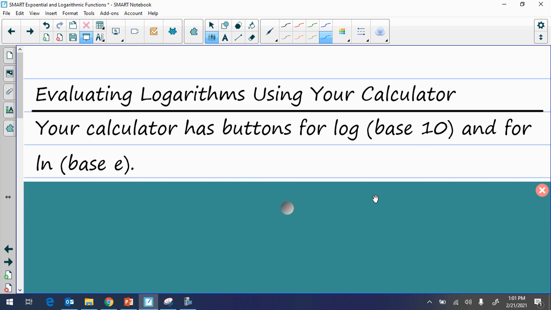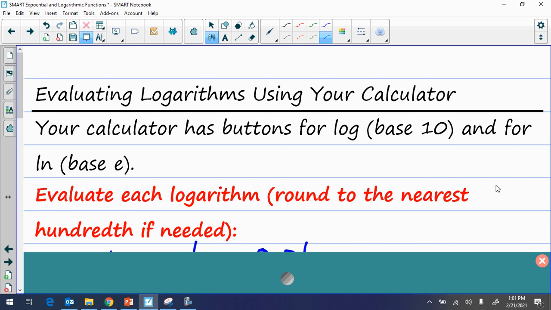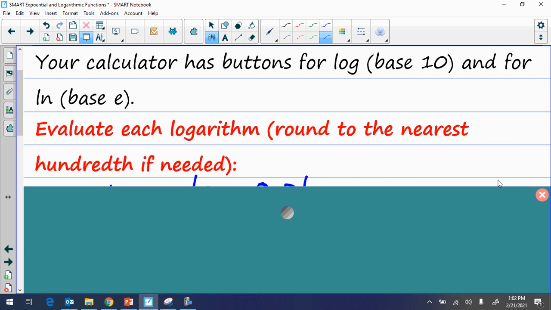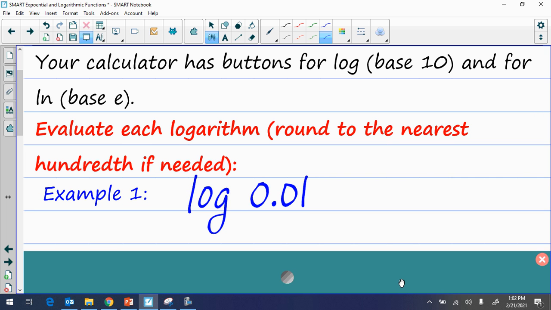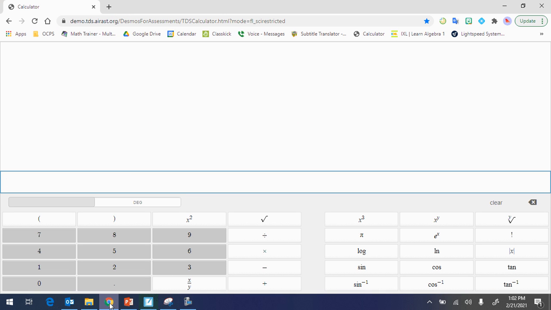Remember, log base 10, we can just do LOG. And for the natural log, which is log base e, those are the only two buttons that most calculators have. Some calculators you'll be able to change the base, but most of them are just going to have those two. So if I want to evaluate logarithms, and sometimes I'm going to need to round, starting with just log base 10 and natural log, and then we'll talk about what if the base is not log base 10.